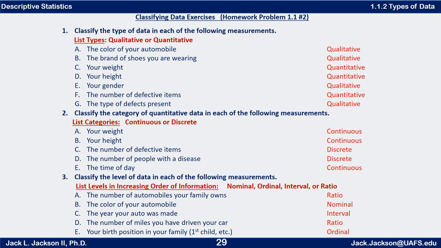Now this next bunch in 2, we're supposed to classify them as continuous or discrete. Your weight is continuous, height is continuous. The number of defective items or the number of people with a disease, those are both discrete. The time of day is actually continuous, even though we may round it off, it is actually a continuous thing.